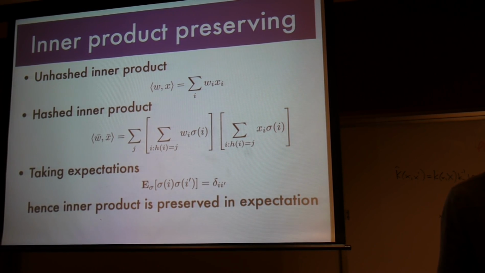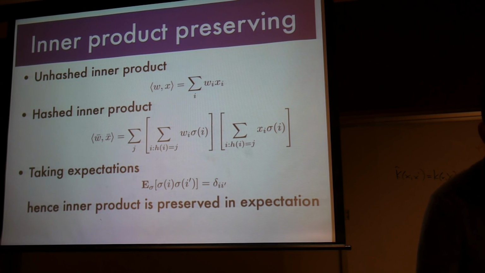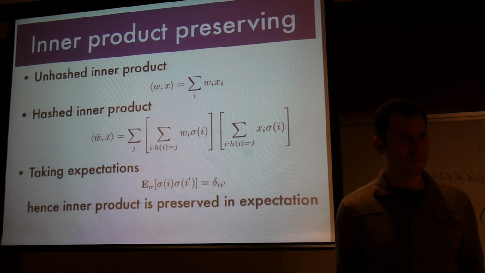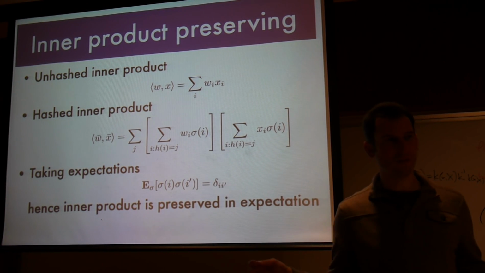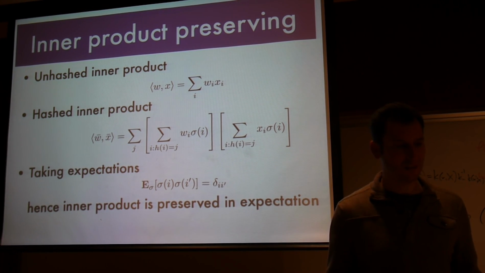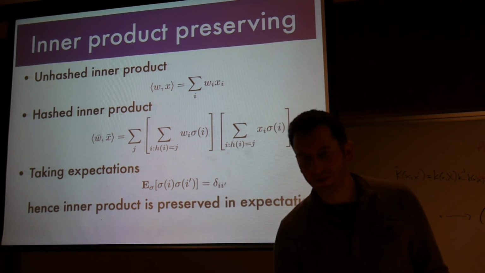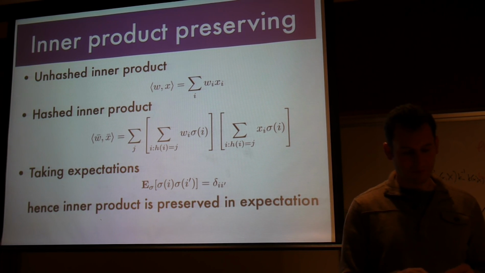Any questions? Yeah. Could you explain what the indices mean? Okay. The indices are just coordinates in w or x. So if I have a 1,000-dimensional vector, i goes from 1 to 1,000. If I have a document, then i goes over all the words in the document, for instance, for a bag of words representation.